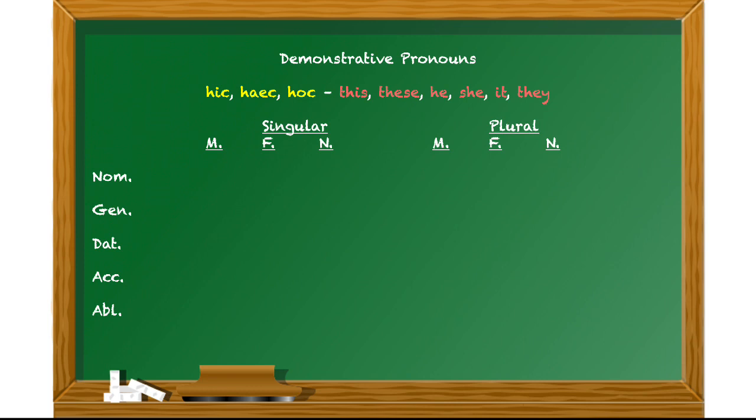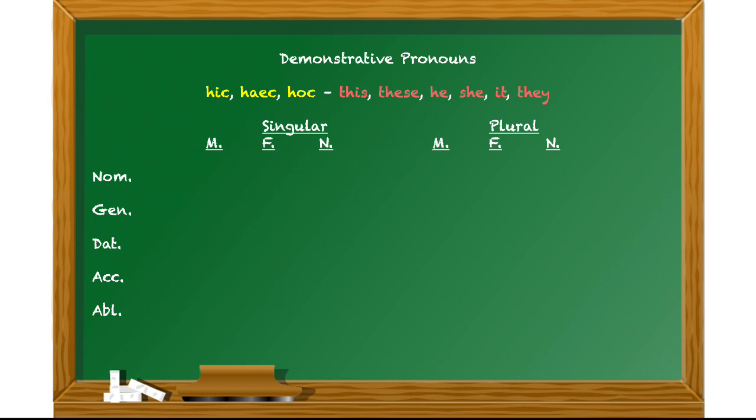We have hic, haec, hoc, which means this, these, and it can also mean he, she, it, or they. For example, you may be referring to this boy, and it may just make more sense to say he, or this girl, and it may make more sense to say she. So this pronoun can also mean those things.